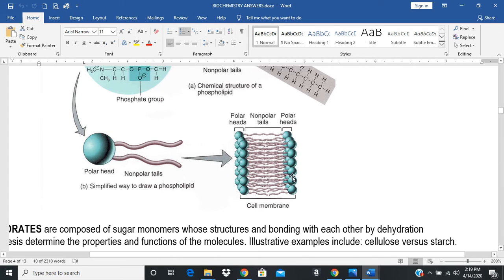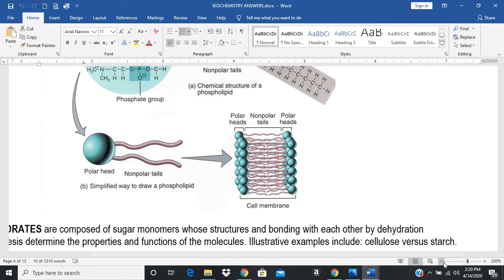the heads face outward towards the aqueous solution, the aqueous watery environment, the extracellular matrix and the cytoplasm, for example. But in the middle here, it's nonpolar. And that creates a barrier so that only small nonpolar substances can get through. Things like steroid hormones, estrogen, progesterone, testosterone, carbon dioxide, oxygen, nitrogen gas, things like that can get through. Larger molecules, things like glucose, have a much more difficult time getting through.